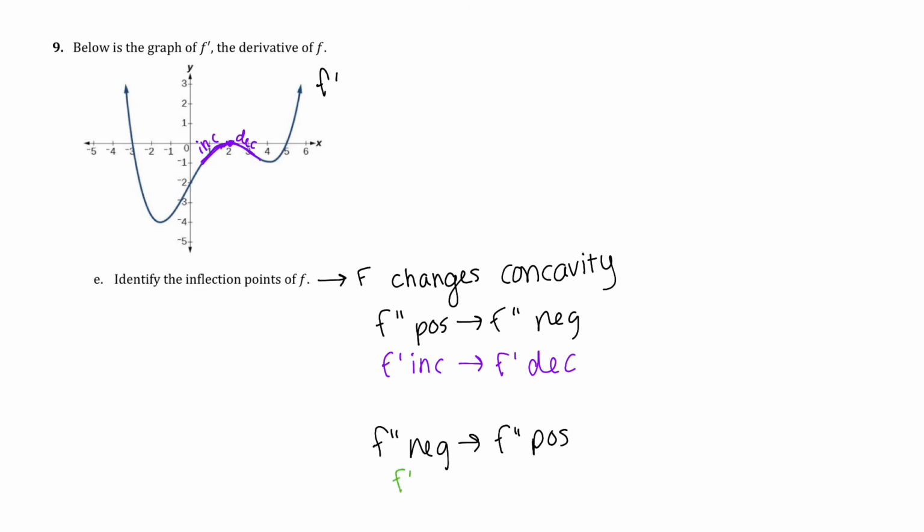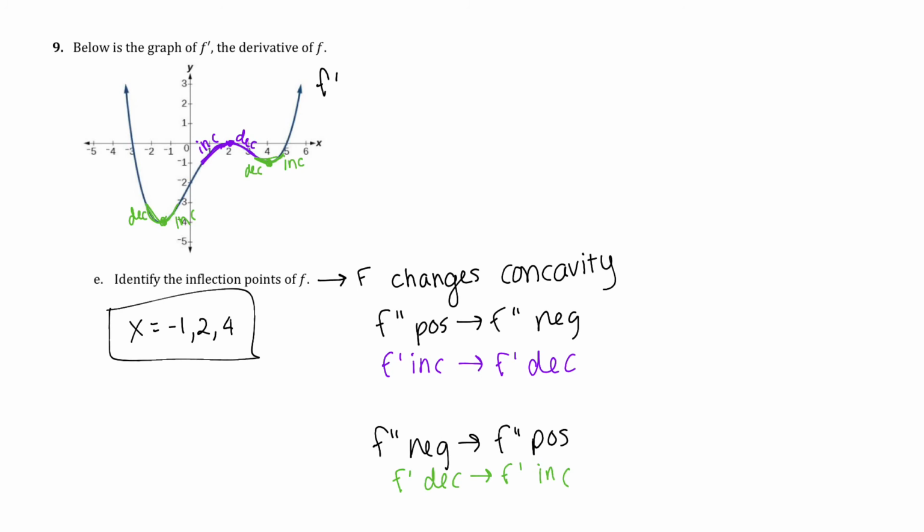f double prime is negative means f prime is decreasing. f double prime positive means f prime is increasing. So places where we go from decreasing to increasing: here at, I'm going to call it -1. I think I called it -2 in my answer key, but it doesn't matter. Somewhere between -2 and -1. And then another place right here, we go from decreasing to increasing at 4. So in total, we have -1, 2, and 4. That is the last part of 9.